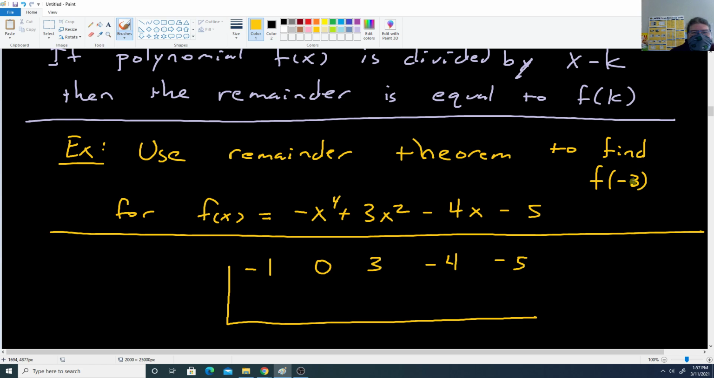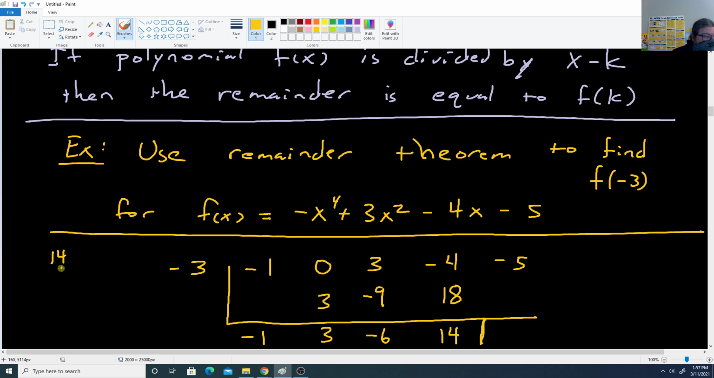And since I'm trying to find f of negative 3, I put a negative 3 out here. So what I'm dividing by is x minus negative 3 from the remainder theorem. And then what this tells me is when I get done, the number here will be f of negative 3. So I bring down negative 1. Negative 3 times negative 1 is positive 3. This adds up to 3. Negative 3 times 3 is negative 9. This adds up to negative 6. Negative 3 times negative 6 is positive 18. This adds up to 14.